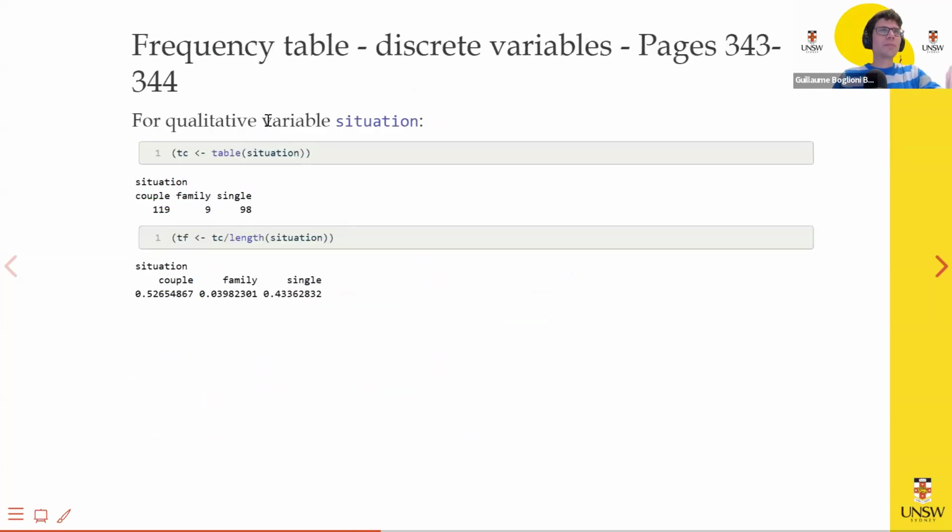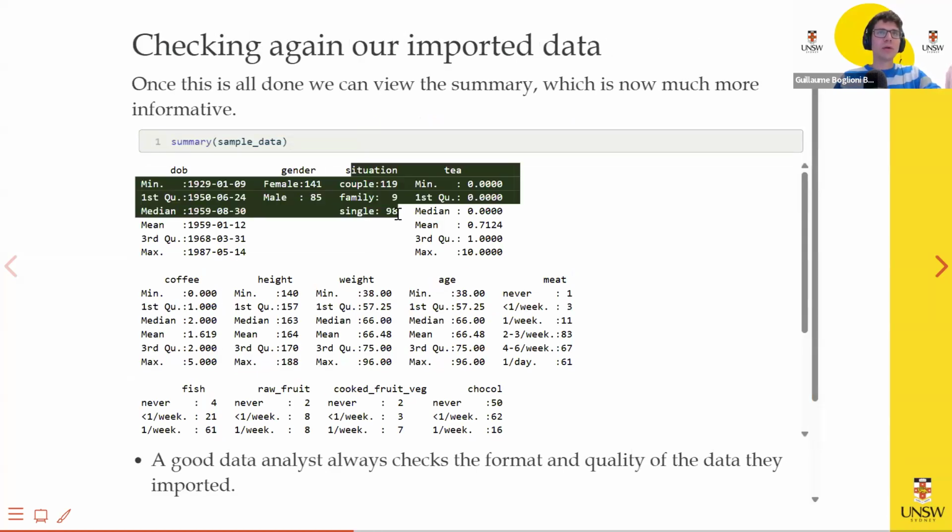A few more functions. Frankly, table gives you information that's a bit redundant with summary, because table of situation, which here is a factor variable, will give you the same information we had before. Like there's 119 couple, 9 family, 98 single. Okay, so it's exactly the same information as was here.